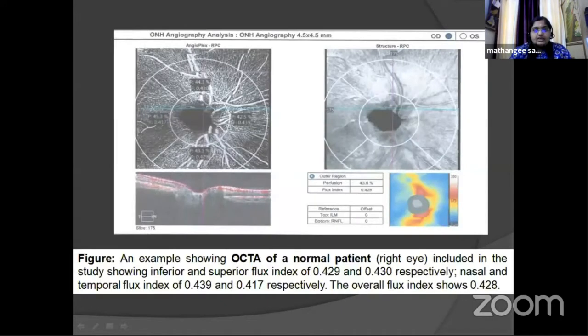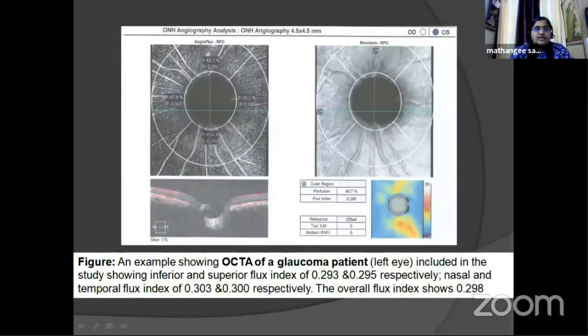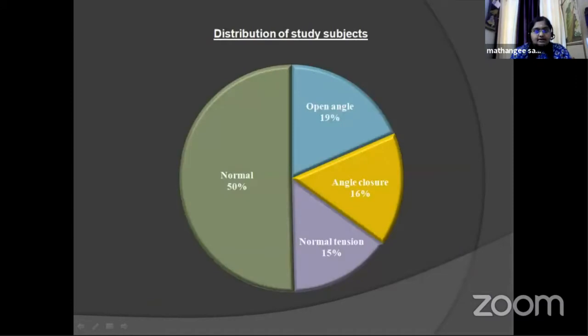on OCTA. This is an example of a normal patient OCTA showing a flux index of 0.429 and 0.430 in the superior and inferior quadrant respectively. The overall flux index in this is 0.428. This is an OCTA of a glaucoma patient, which shows reduced flux index in superior and inferior quadrant, which is 0.293 and 0.295. The flux index overall is also reduced, that is 0.298.